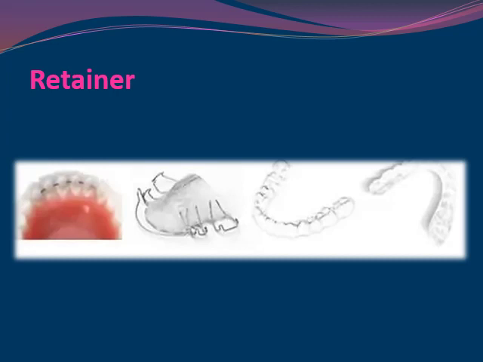What is a retainer and why is it used? A retainer is a passive orthodontic appliance that is used to help in maintaining and stabilizing the position of the teeth long enough to allow complete reorganization and remodeling of the supporting structures after the active phase of orthodontic treatment.